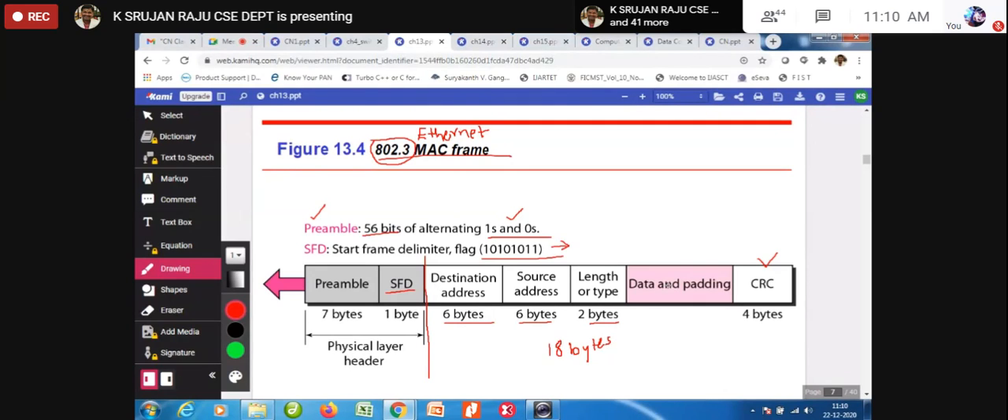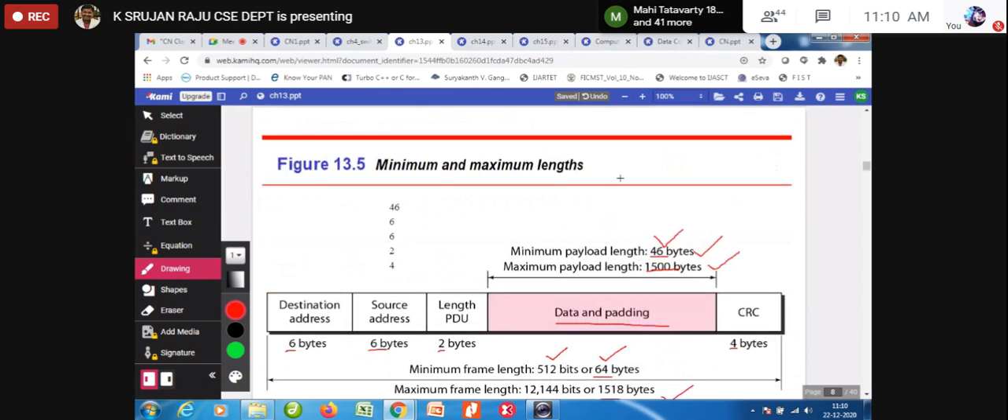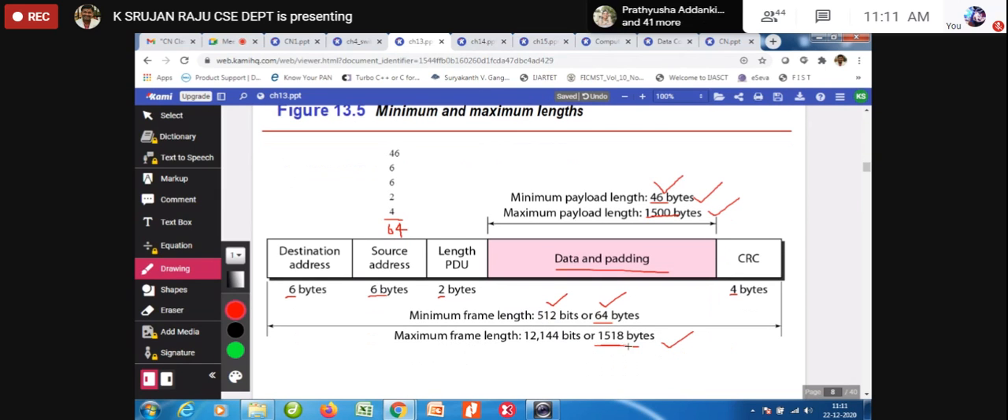Then, talking about the data and padding, the payload, the 802.3 frame has minimum and maximum lengths. The minimum is 46 and the maximum is 1500 bytes of data in one single frame. Yesterday we discussed that 46 plus 18 gives 64. So a frame should have a minimum of 64 bytes compulsorily, and the maximum is 1518 bytes, including the 18 bytes we have discussed.